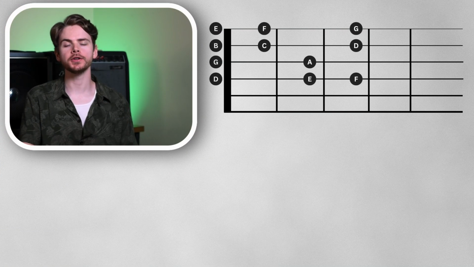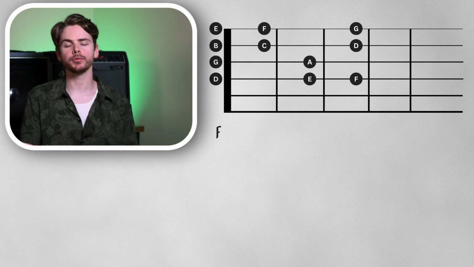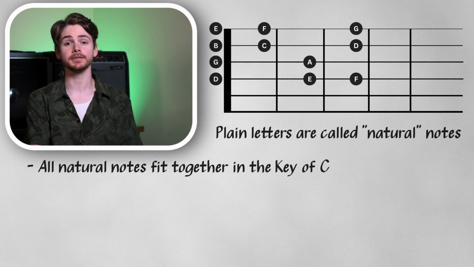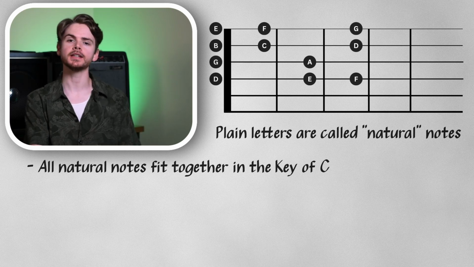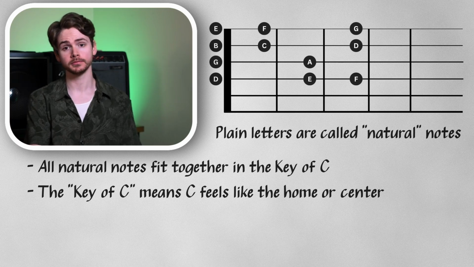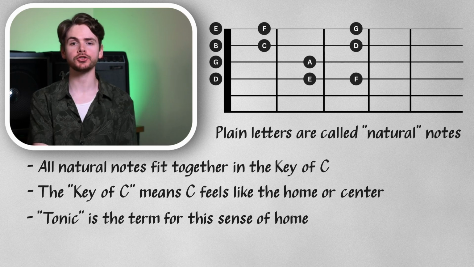So here are all the notes that we've learned so far on the guitar. And again, go back and check out some previous episodes if you need help with these. These are all what we would call natural notes. And they're all labeled simply with all the letters that we use in music. You can see we've used all of them, A, B, C, D, E, F, G. The natural notes are all in the key of C. You can think of this as meaning they all sound good together when you perceive C as home. Now the musical term that we give to this sense of home is tonic.